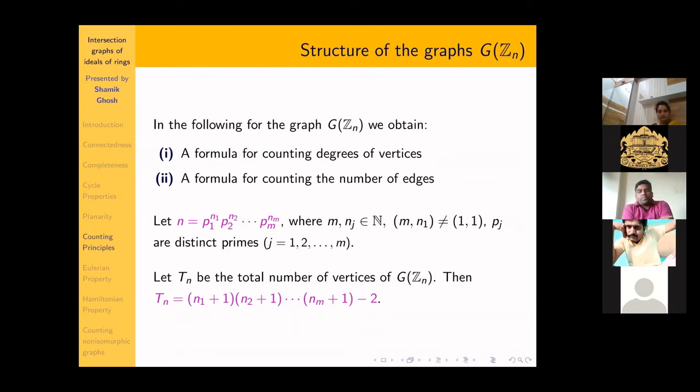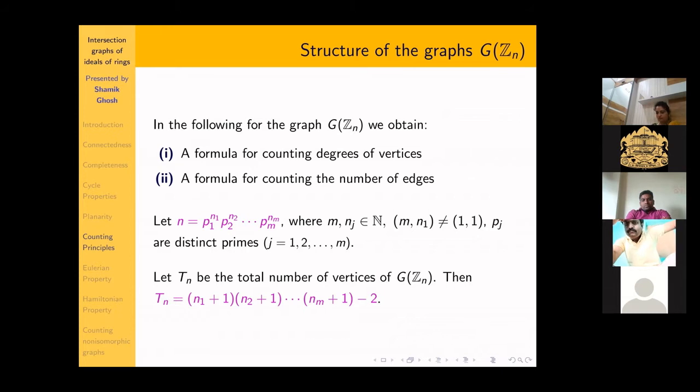And the other part, the total number of factors of the number, is very well known to you. That's the well-known combinatorial formula. That is the number of factors of p1 to the power n1, p2 to the power n2, up to pm to the power nm.